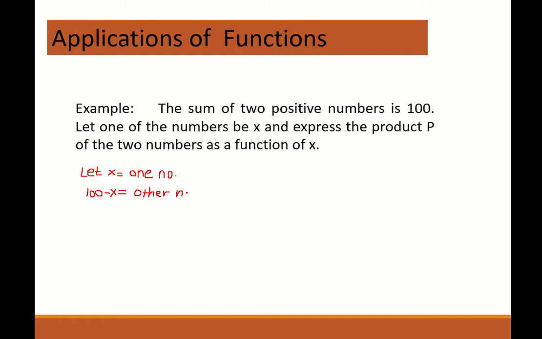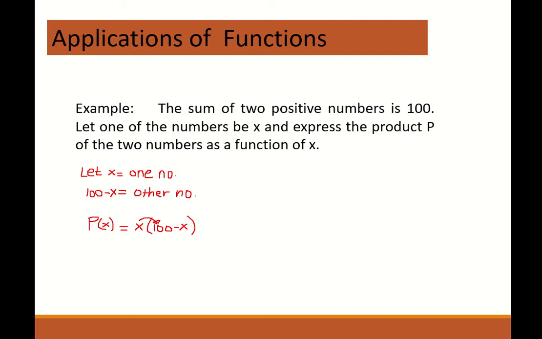So we are asked to express the product of two numbers as a function of x. So it means that we have P, for our product, as a function of x, which is simply the product of these two numbers. We have x as our one number and our second number is 100 minus x.